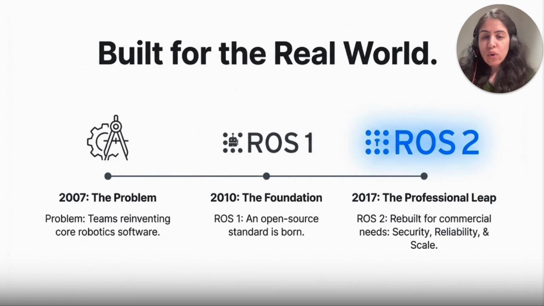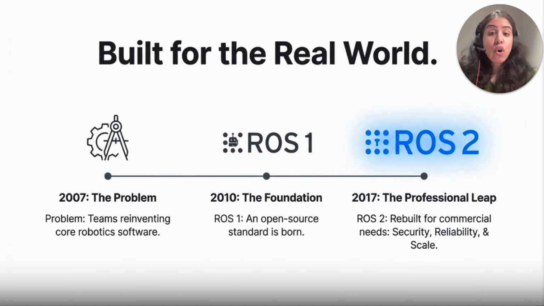To understand why ROS2 is such a big deal, let's just quickly go back to 2007. Two Stanford PhD students noticed that everybody in robotics was reinventing the wheel, building the same functionality over and over. What was their solution? They came up with an open source framework that everyone could use and improve. This became ROS, which was released in 2010, and it quickly became the industry standard.